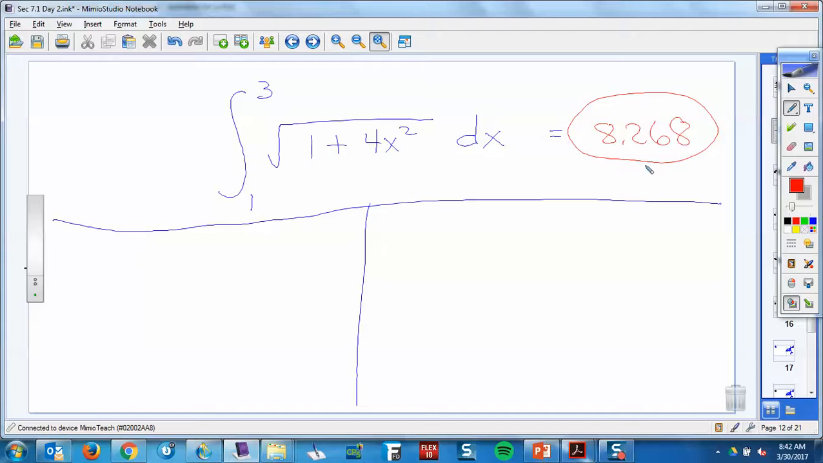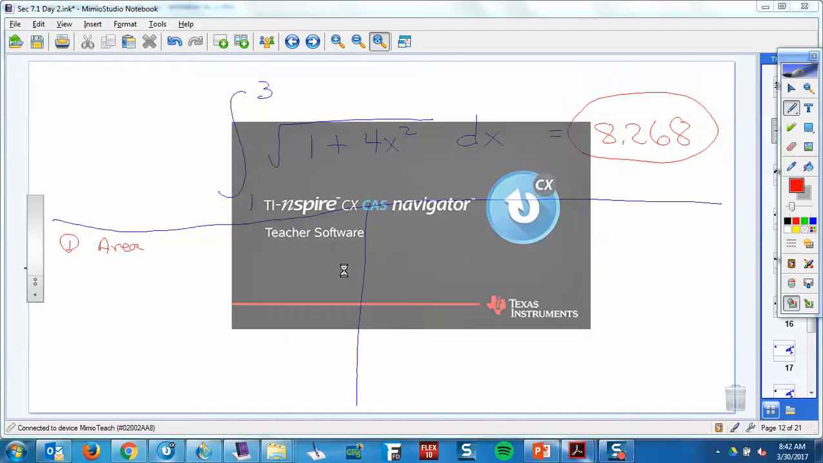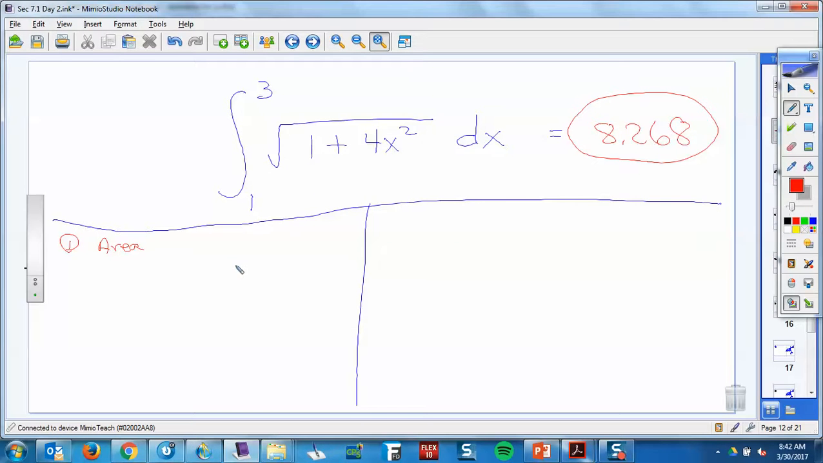Now, the obvious one is the first one we learned. This could represent area, right? This integral could represent what area? Under this curve. Now let's go to our calculator. Go to your calculator and let's graph this curve.